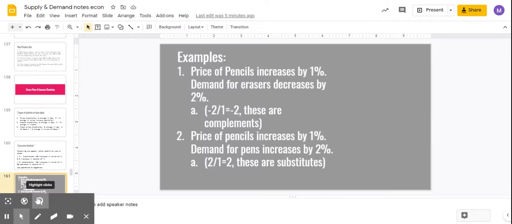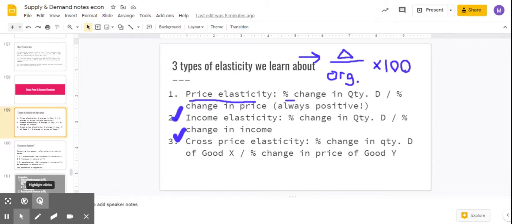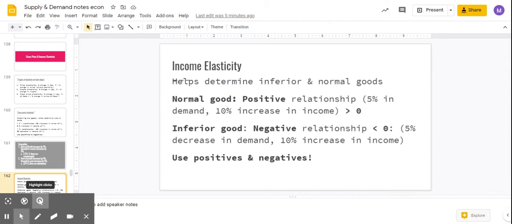Next slide will be normal and inferior goods. Did I miss them? Or do I just not have a slide? Oh, there they are, okay. Income elasticity is normal and inferior goods. I give you the relationships right there. If there's an increase in income, people buy more normal goods. It's a positive relationship. So if you get a positive number for income elasticity, it's going to be a normal good. If you get a negative number, that means that when people's incomes increase, they buy less inferior goods. So if you get a negative number, that's going to be an inferior good.